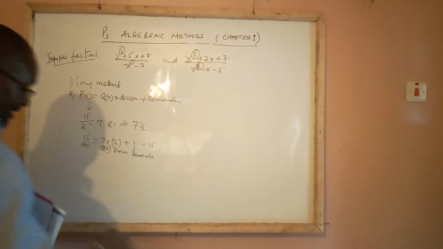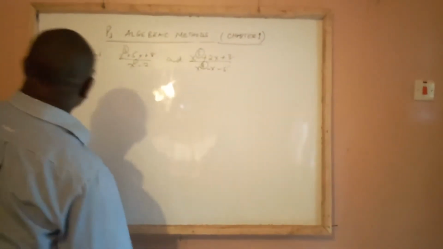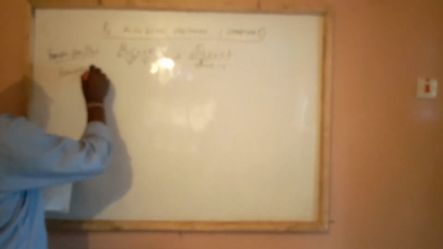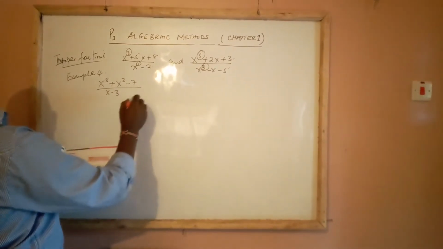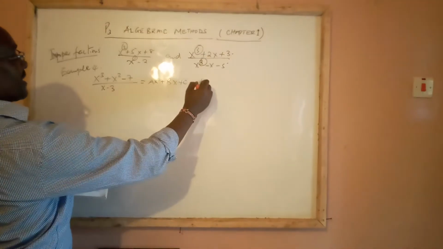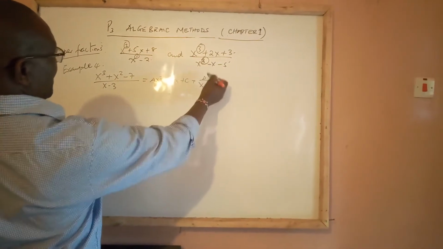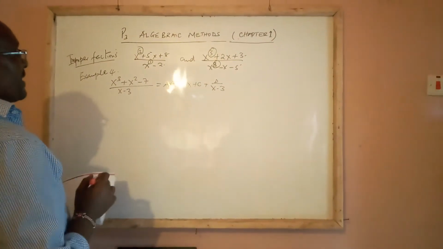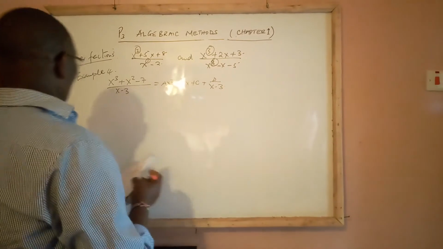Let us go to example 4 straight and find out what we are expected to do. Example 4 talks of, given that x cubed plus x squared minus 7, divided by x minus 3, is equal to ax squared plus bx plus c plus d all over x minus 3. Of course, any d that is over the divisor must be the remainder. You must take note of that. Then find the value of a, b, c, and d.